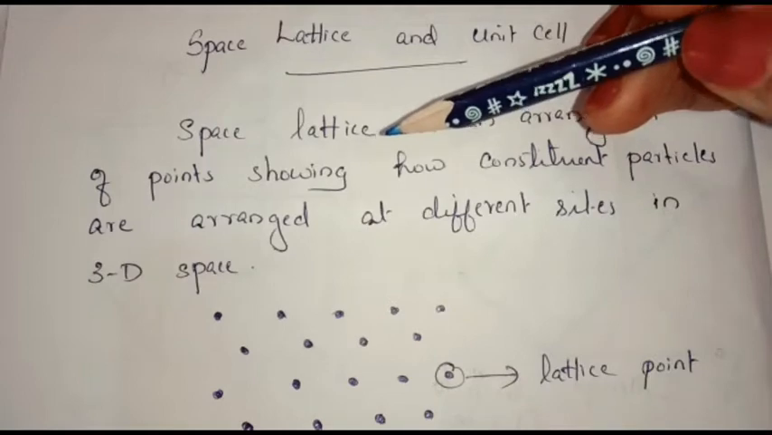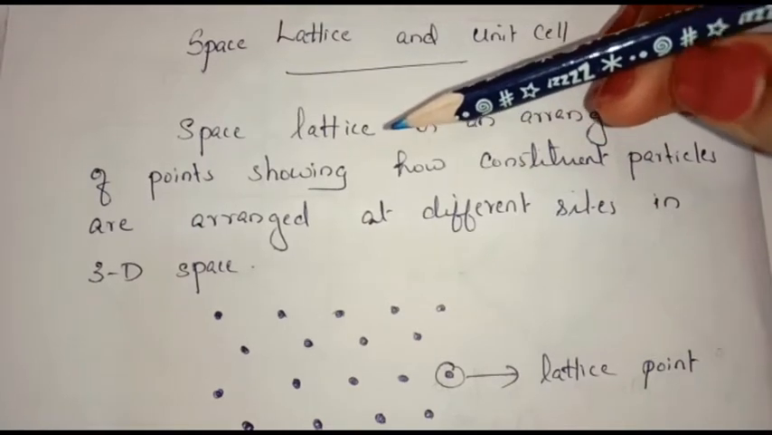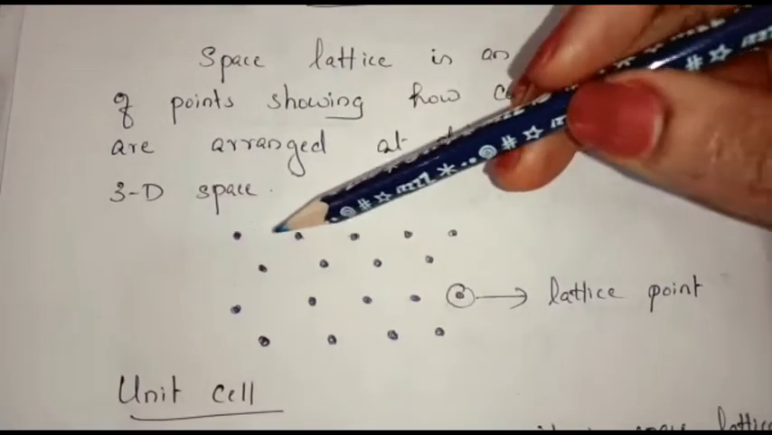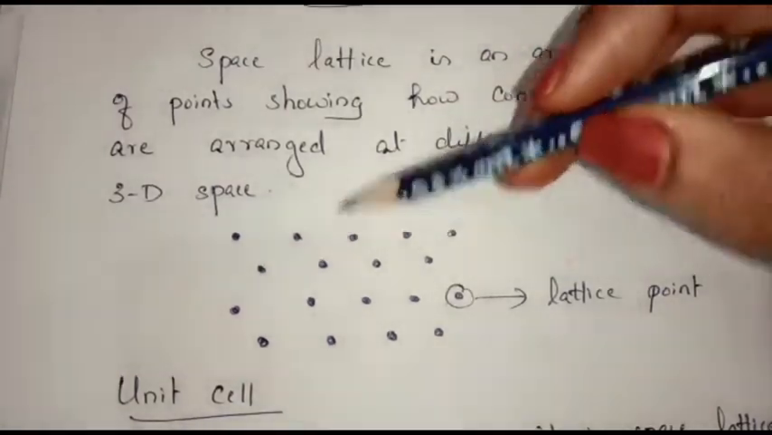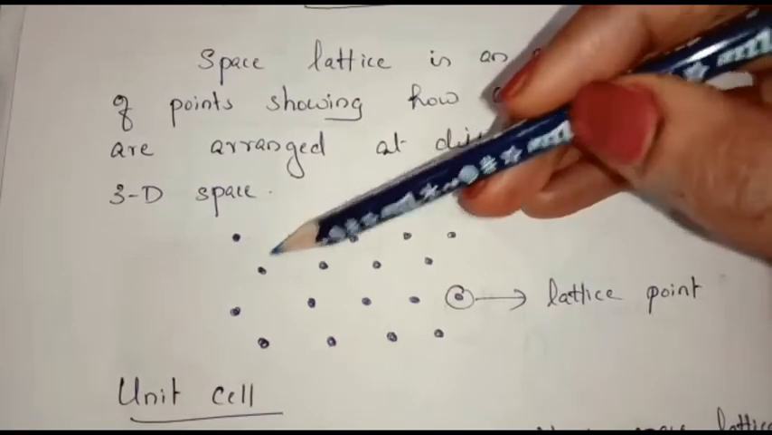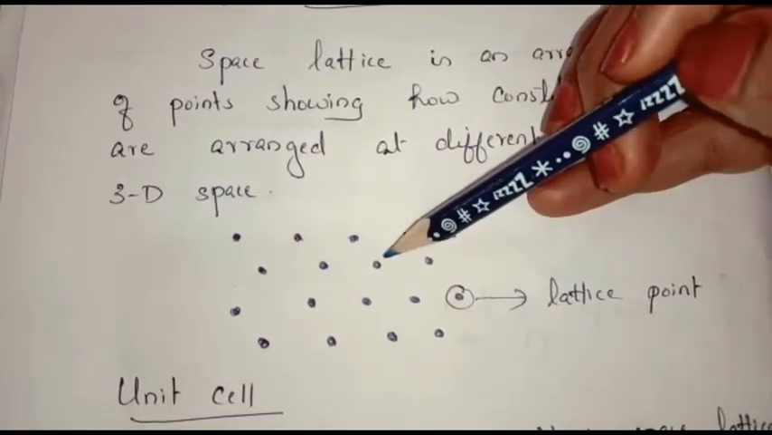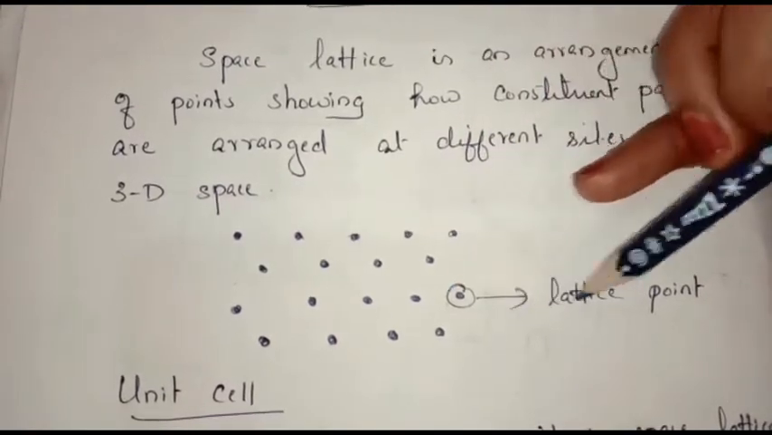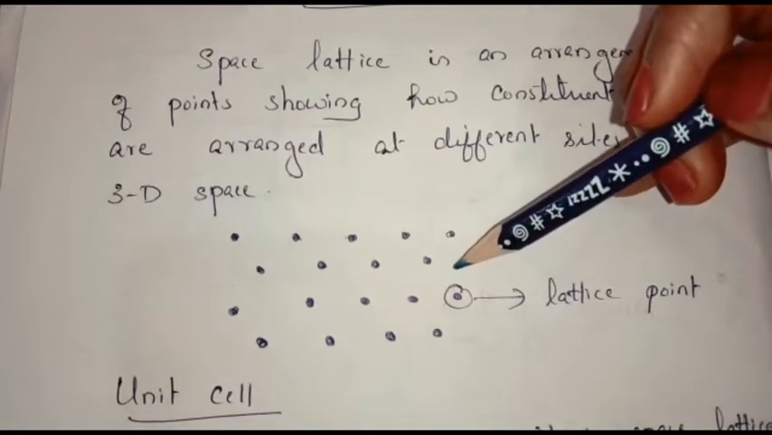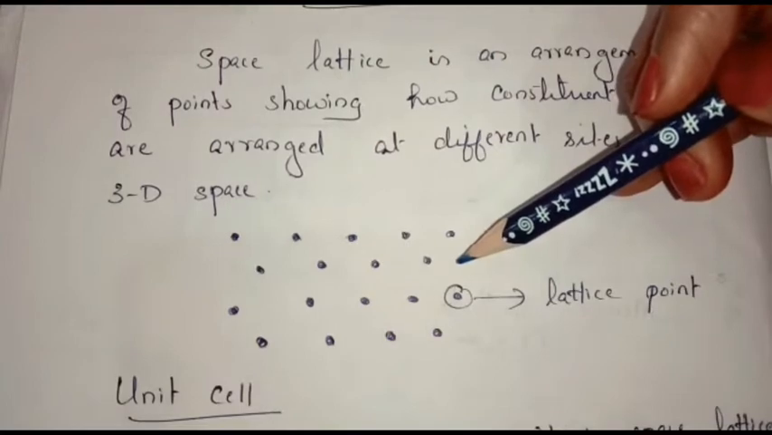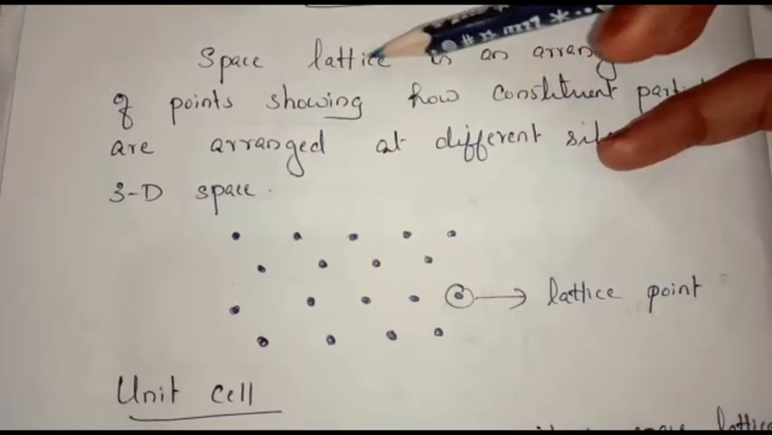Lattice points means the atoms, ions or molecules. Now let's see here. This is an arrangement of atoms, constituent particles in a crystal. So here each of these points is an atom or molecule. This point is known as the lattice point. How these lattice points are arranged in a three-dimensional manner, that arrangement is known as space lattice.